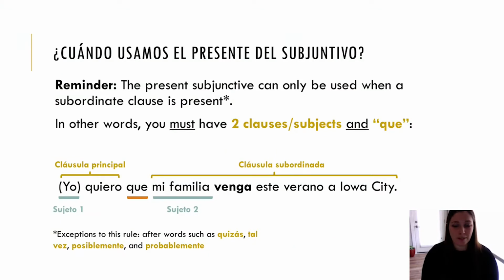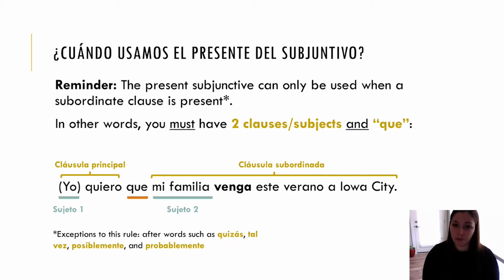This is a reminder that we talked about this in the formation of the present subjunctive, but it's important to talk to you about this again. So the present subjunctive can only be used when a subordinate clause is present. I have the little asterisk there. There are some exceptions to the rule, but we're not worrying about those right now. What really needs to happen is you need to have two clauses or subjects and que.